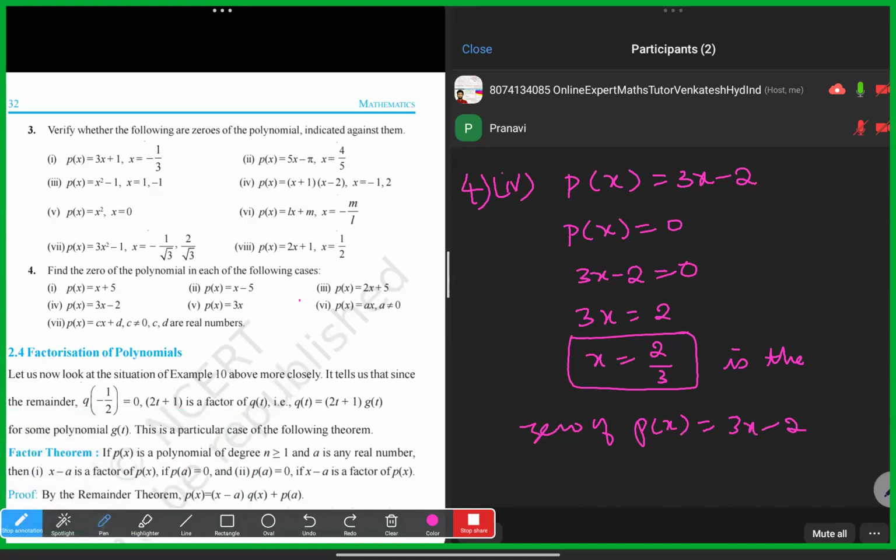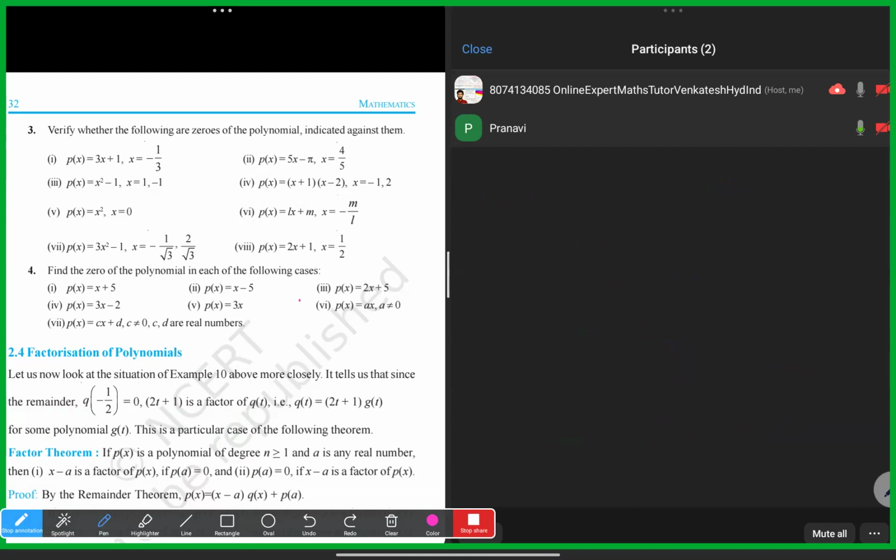So fifth one, Pranavi. As of now, all the bits given in this fourth question are linear polynomials. For all of them, we are getting exactly one zero. Yes, sir.